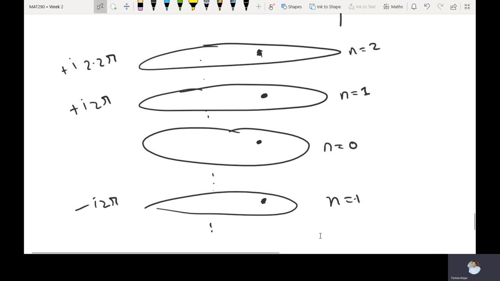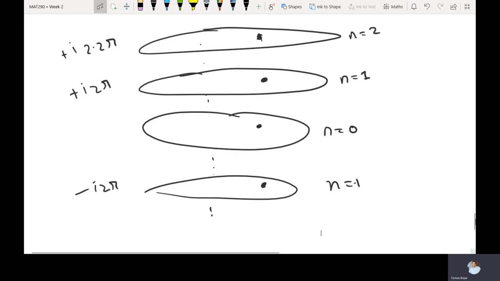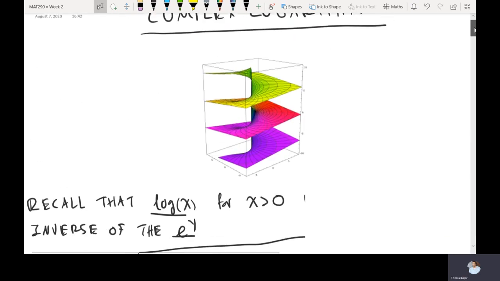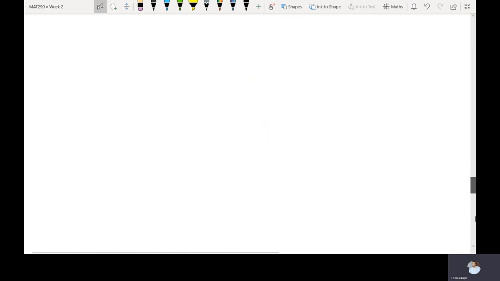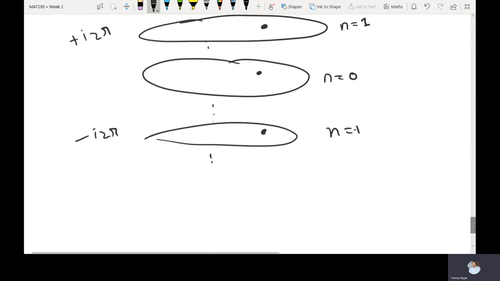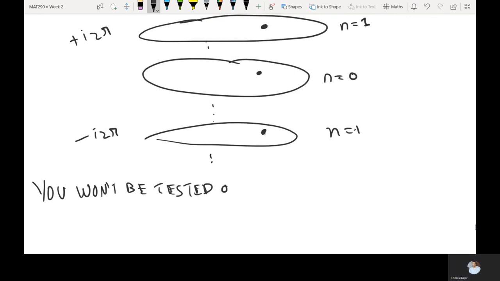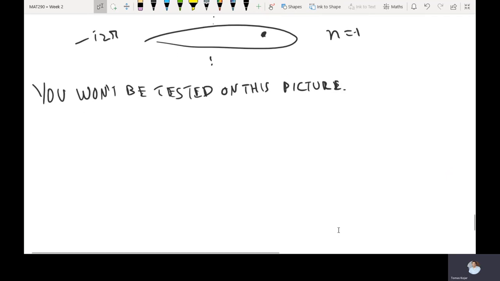So you don't have to know this, but I just wanted to give you this picture that you might see if you Google complex logarithm. Please feel free to ask questions, but you won't be tested on this, because it's quite complicated. Okay, but now let me talk a little bit. We still want a single valued function sometimes.